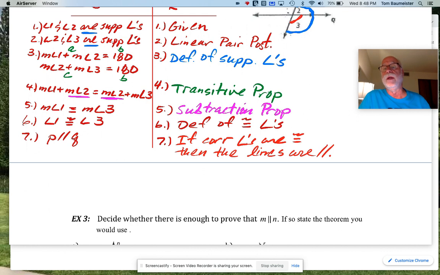Like I said, eventually you'll find out that proofs are important. But again, we're just giving you a couple at a time.